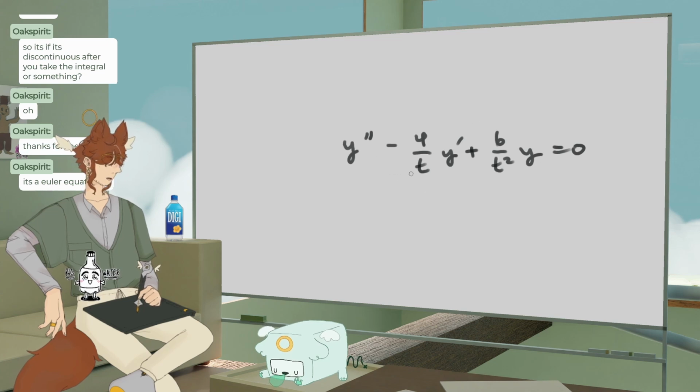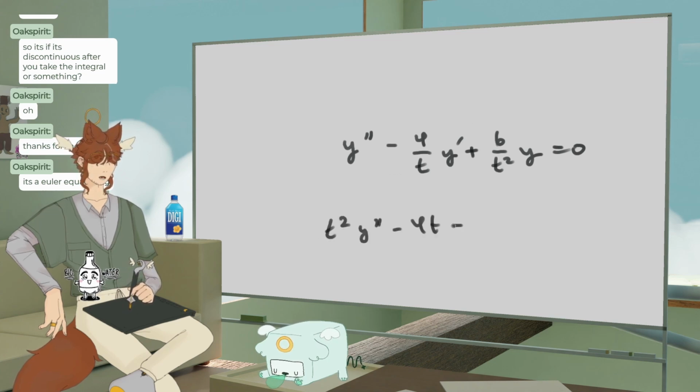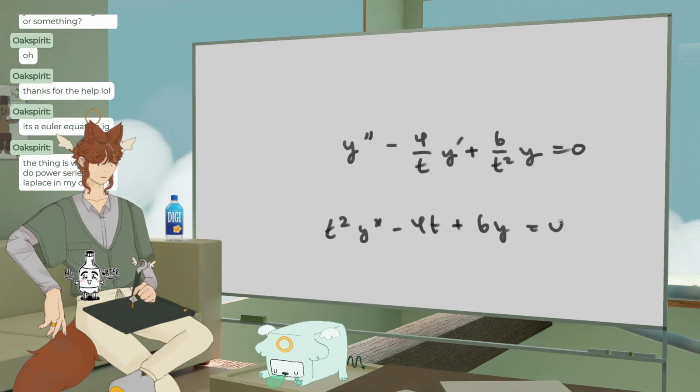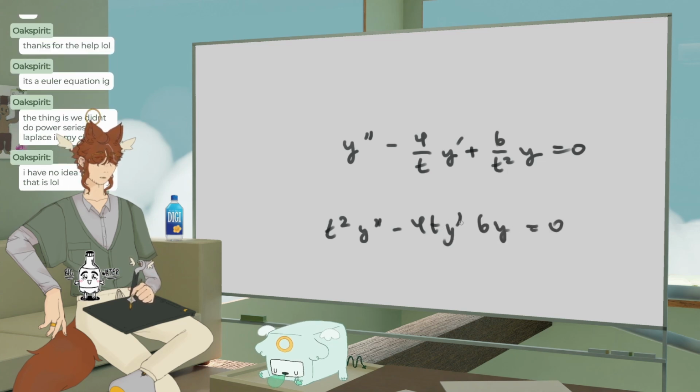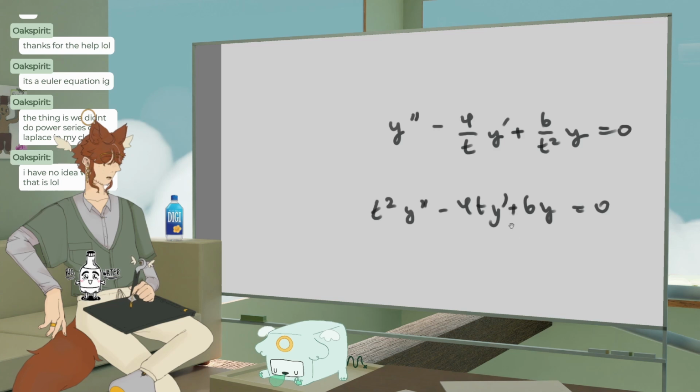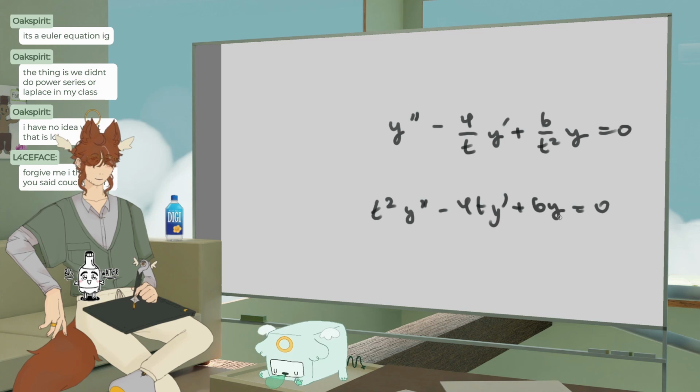Me when I actually get to say something? T squared y double prime minus 4t plus 6y equals 0. And then you solve this by... I have no idea what that is. Oh, let's go. I can actually help you out here. No way, I can actually do something.